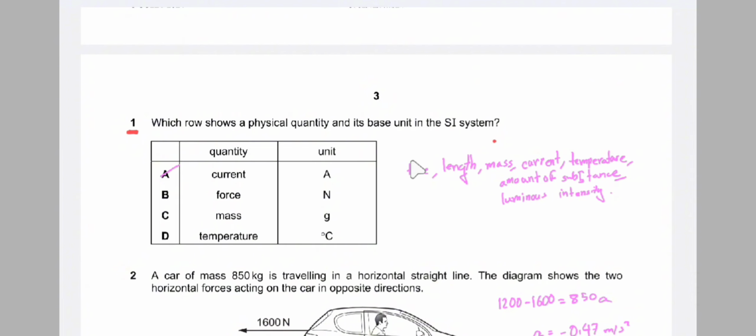So, there are 7 base quantities: time, length, mass, current, temperature, amount of substance, and luminous intensity. So, current, mass, and temperature. The SI unit of current is ampere, the SI unit of mass is kg, not gram, and the SI unit of temperature is Kelvin, not degree centigrade. So the correct statement is A. That is, the current and its SI unit is ampere.